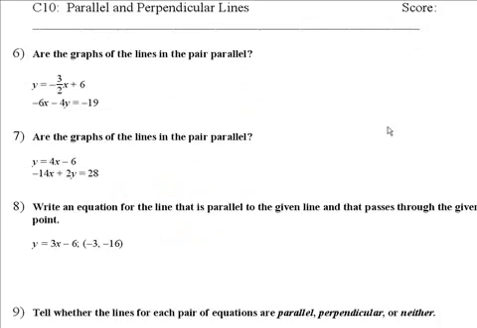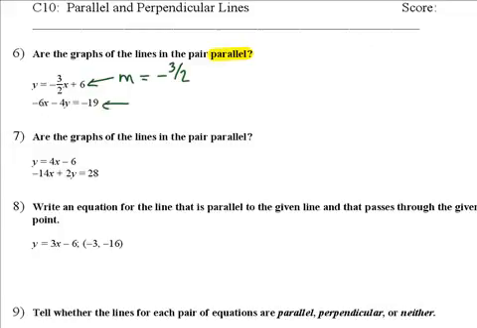All right, concept 10, we're dealing with this parallel and perpendicular line stuff. All concept number 6 wants to know is, are the lines parallel? This is a yes or no question. To determine if they're parallel, I need to be able to identify slopes. So what's the slope of this first line? -3/2. It's that number in front of x. We're in y equals mx plus b form, so it's -3/2.